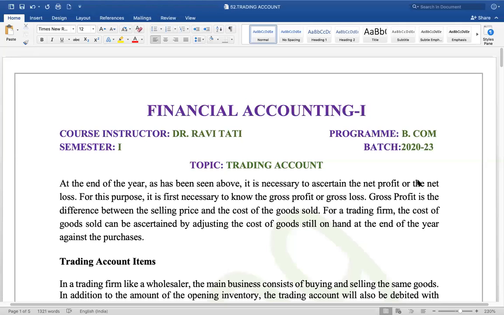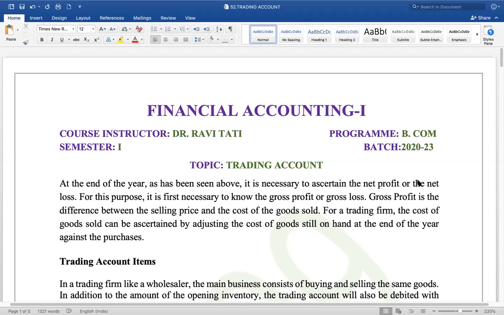Good morning. And today we are going to take up trading account. This is one of the components of final accounts. You have trading account, profit and loss account, and balance sheet. All these three put together are called final accounts or financial accounting. The first step to final account is trading account.